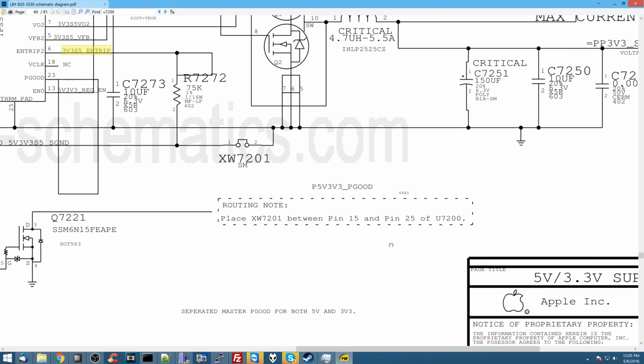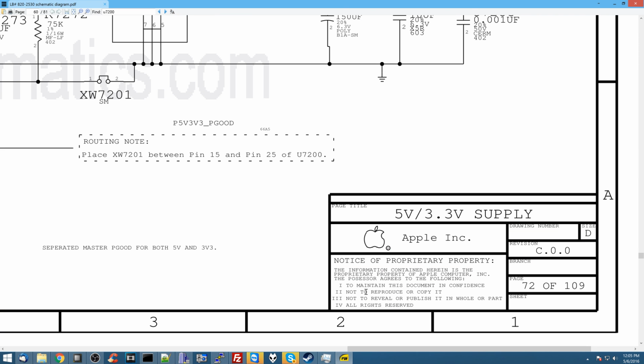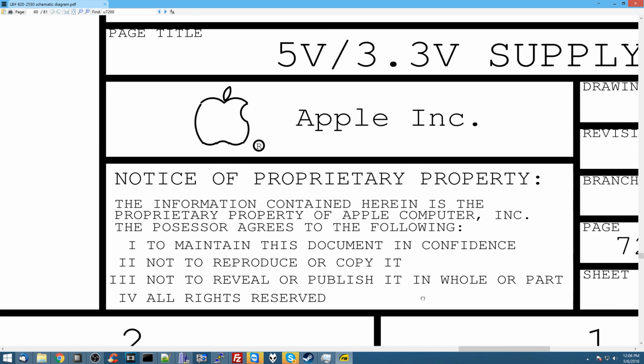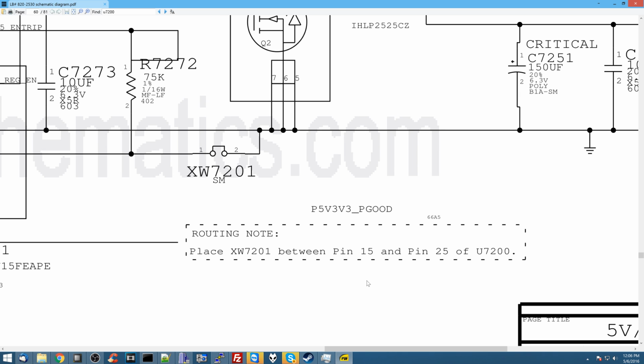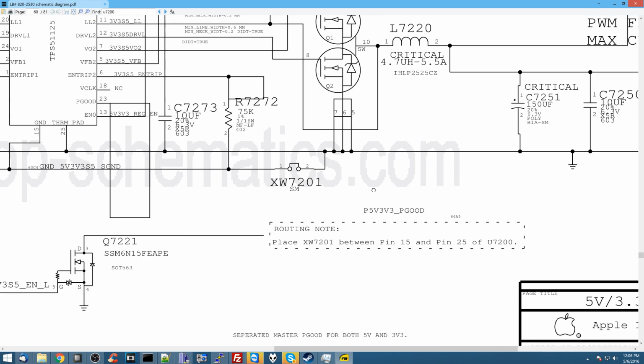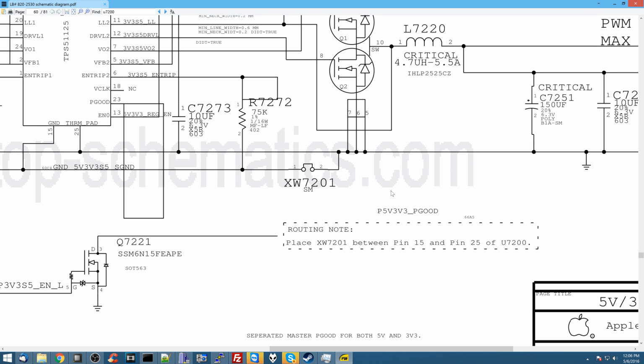I mean, you know why they say over here, do not reproduce or copy or publish it? It has nothing to do with proprietary property. It has to do with the fact that they are embarrassed that somebody may see just how bad they are at the internal documentation. Is it any wonder that Apple products have a new extended warranty or recall every single year when they can't even draw how the product is put together properly for their own internal documentation?